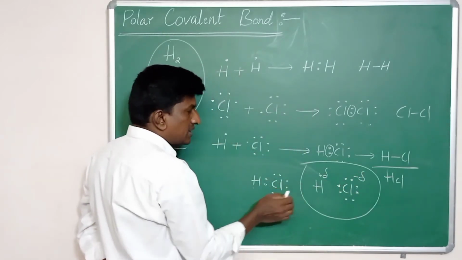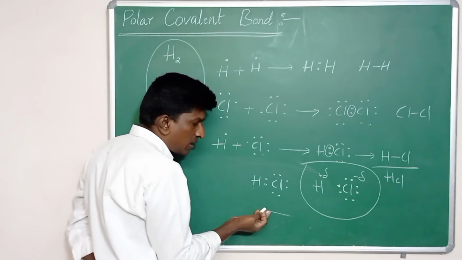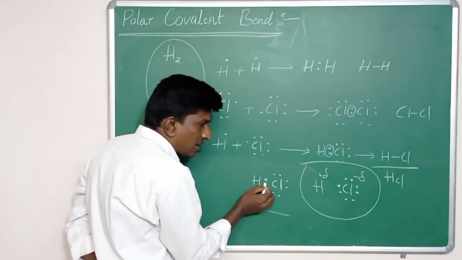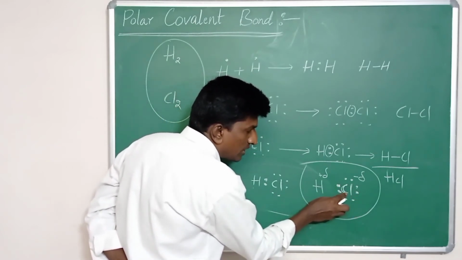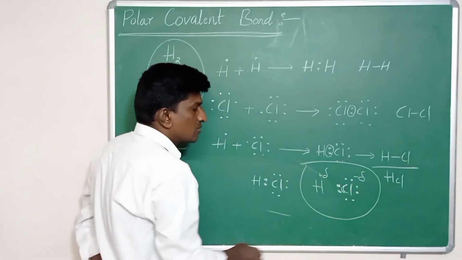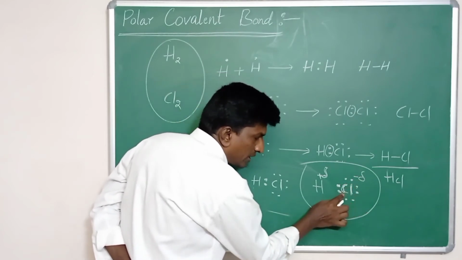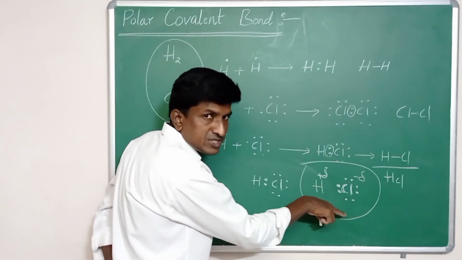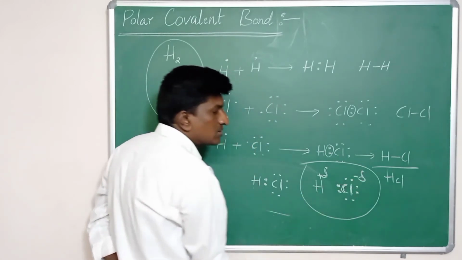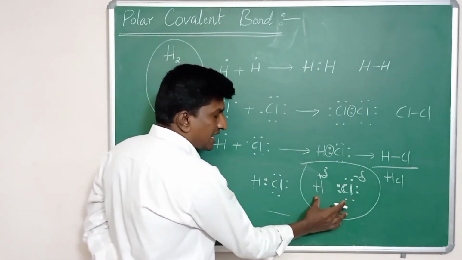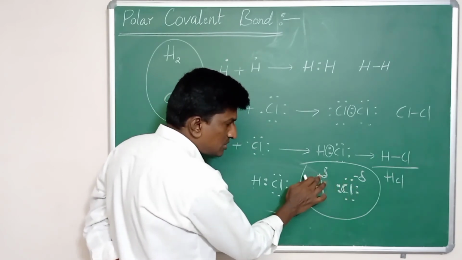Initially hydrogen has one electron in its first orbit. After formation of the bond, that single electron has moved towards the chlorine, because chlorine has high electronegativity. So the hydrogen gets a partial positive charge and chlorine gets one extra electron close to it due to its high electronegativity, so it gets a partial negative charge. So due to electronegativity, the two atoms in this covalent bond get positive and negative poles.